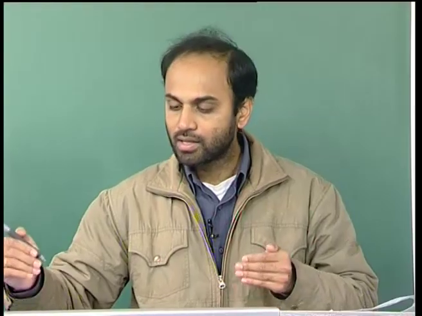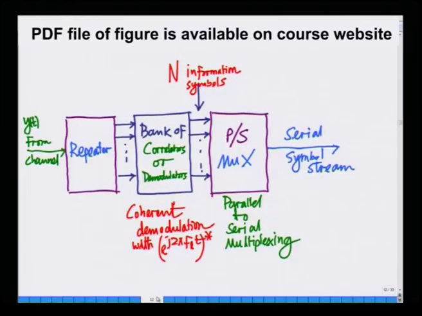All right. So, this is the schematic, and in fact this is the receiver schematic in a multi-carrier modulation system, MCM. Let me also write that down. This is the receiver schematic of a multi-carrier modulated system, which is fairly simple at this stage. It consists of a repeater, a bank of correlators, a demodulator, and parallel to serial, which sends out the serial bit stream.